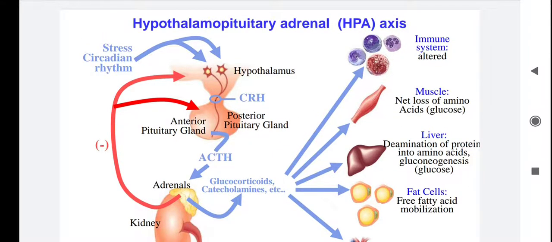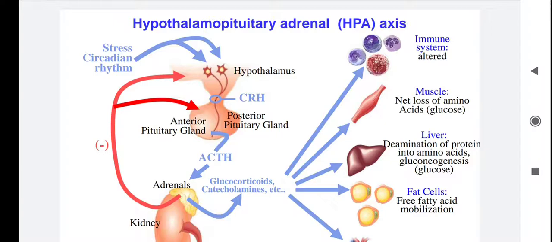Here we can show the functions of corticosteroids and what catecholamines can do. They have functions in the immune system, muscles, liver, and fat cells. These are the organs and cells that these hormones work on.